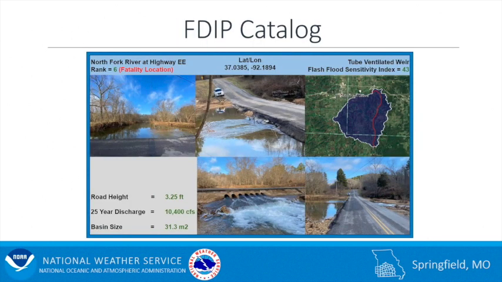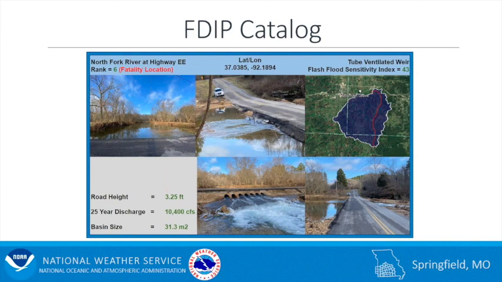So then when that was all said and done, we went ahead and built our Flood Diagnostic Innovation Project catalog. So inside of this catalog, we will put images, information on each flood point, such as the name. This is the North Fork River at Highway EE. And then we performed that rank analysis. So this one is rank 6 out of all of the points that we have analyzed.